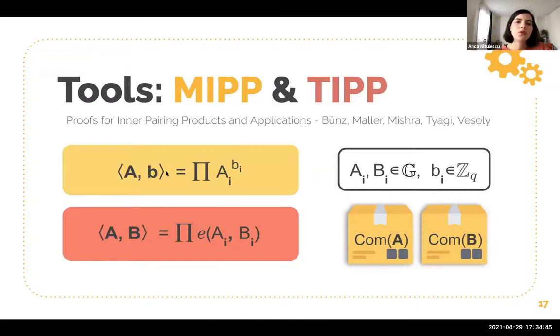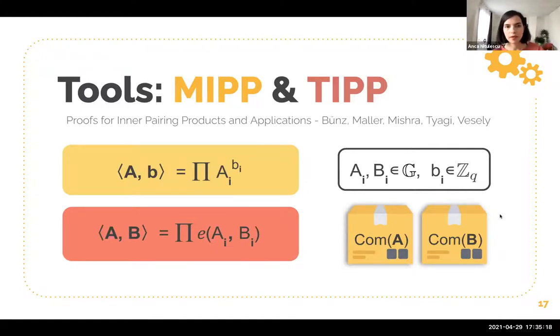Those are actually proving that for a group source group element A and some scalar vector B, like some field elements B, we have this multi-exponentiation, and this we will call MIP, multi-inner product proof. And the second one proves some relation of this kind, which we'll call target inner pairing product. And this is done starting from commitments to the initial vectors A and B to be proven.